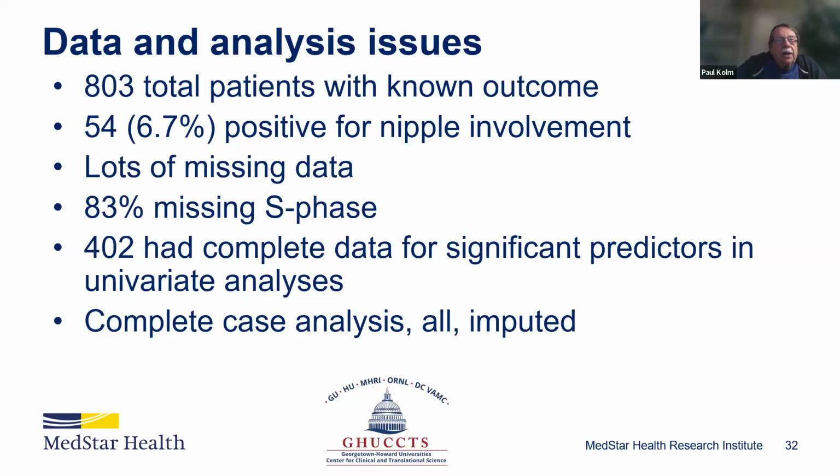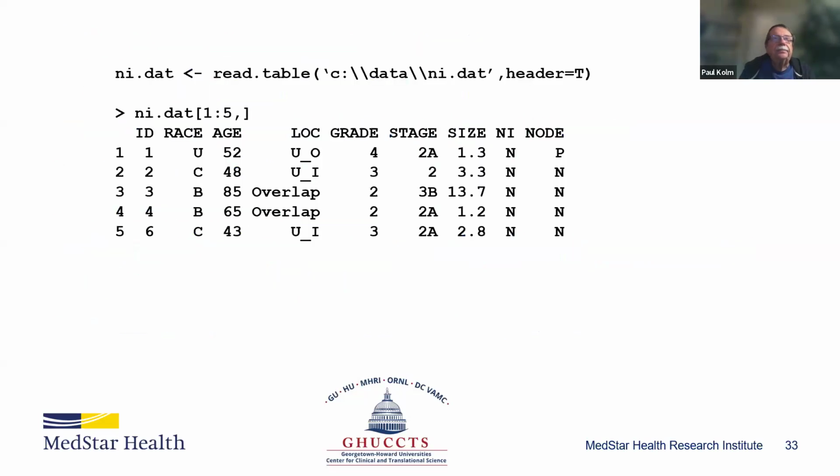So again, what we did is a complete case analysis that includes just those that have data for all the variables. Then we do an analysis that includes all the patients, but the analysis will exclude those that are missing one or more of the variables, and then we imputed the missing data.